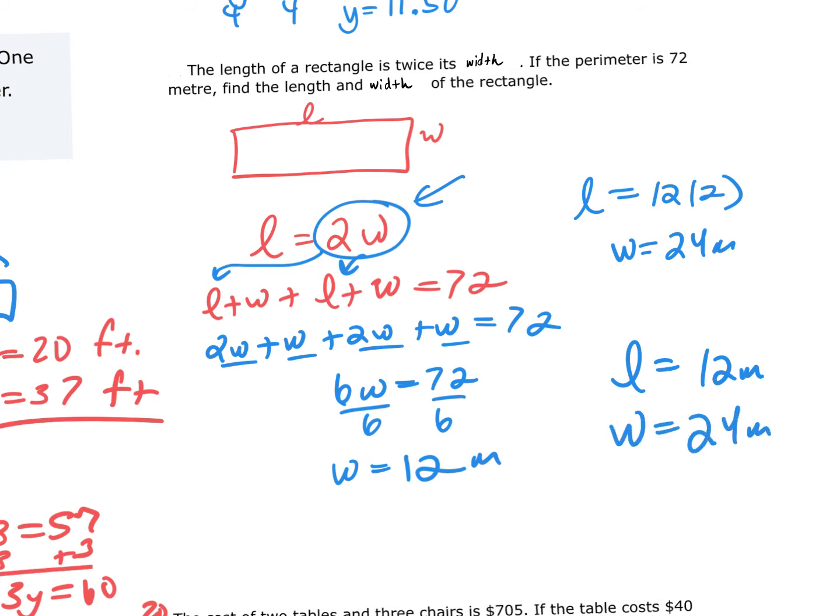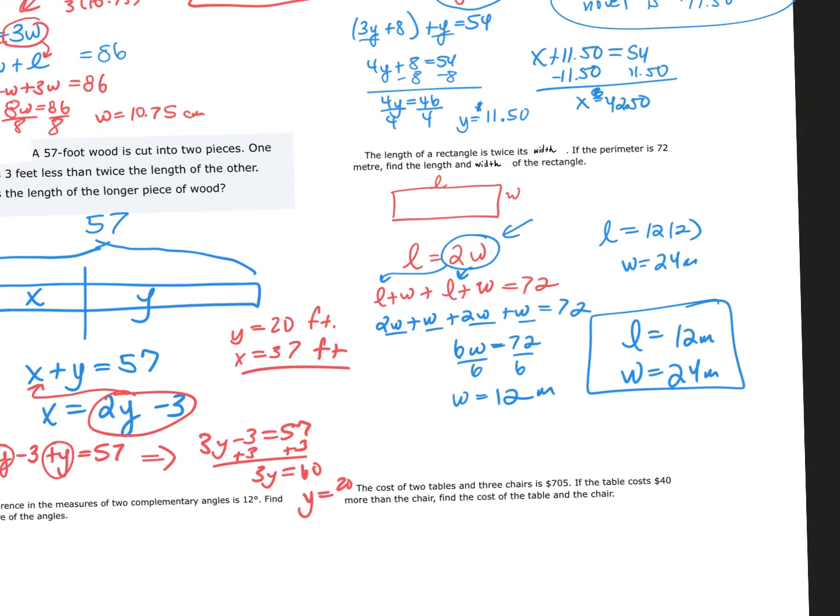And again, how can you make sure that you're correct? Plug it back in. You can add up all the sides. You can put 12 and 12 and 24 and 24 and add up all the way around and you should get 72. Good. All right, 2 more.